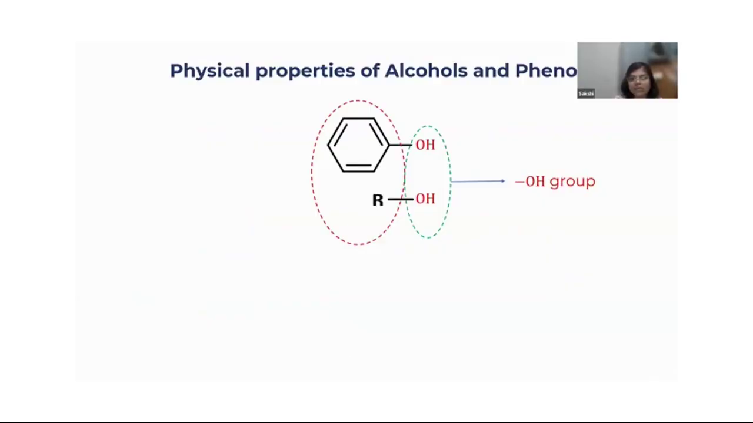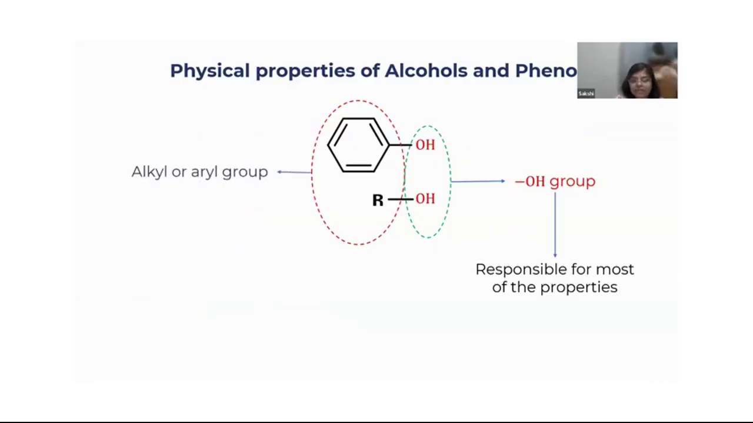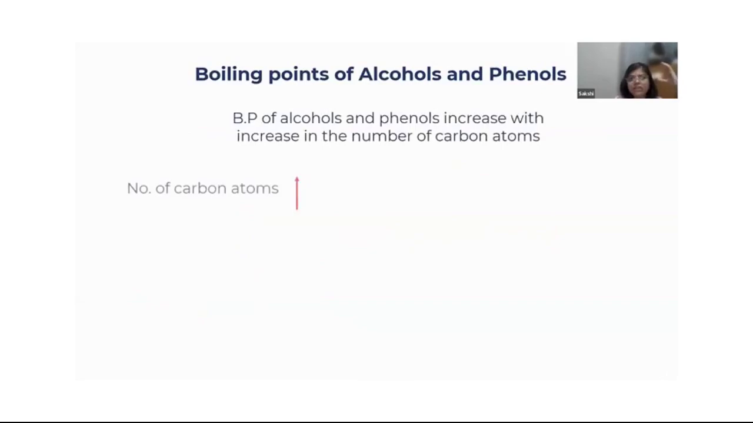Now we are going to study the properties of the alcohol. See, alcohols and phenols, they have an OH group, right? Now this OH group is responsible for all the properties. There are alkyl groups, okay? They are responsible for some modifications. Now let us understand boiling points.